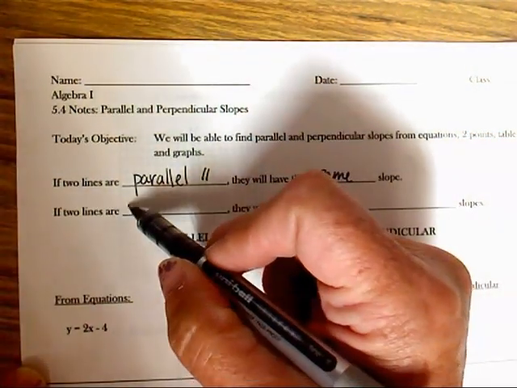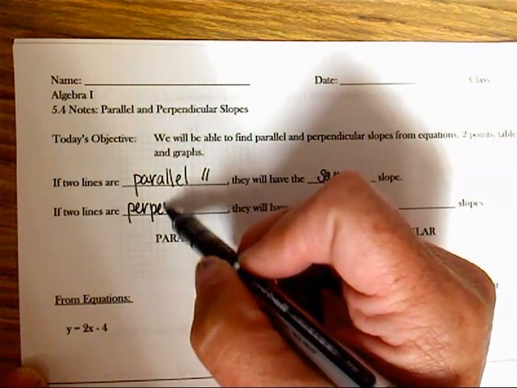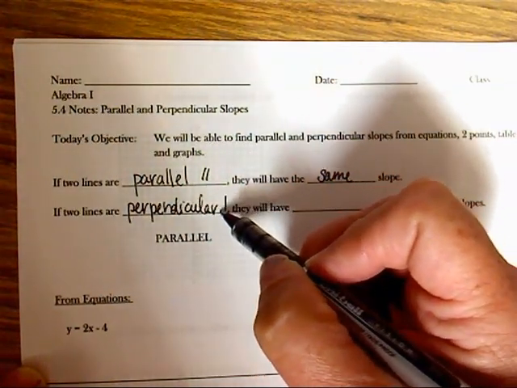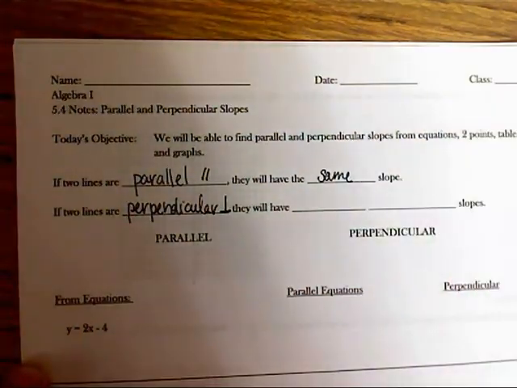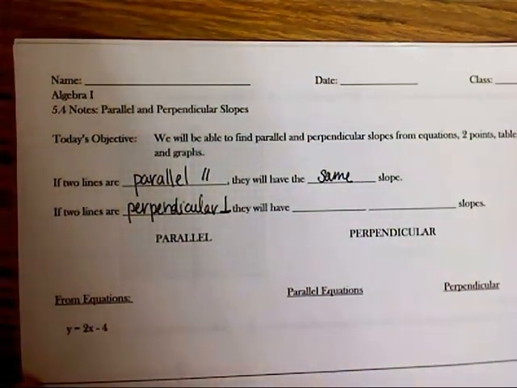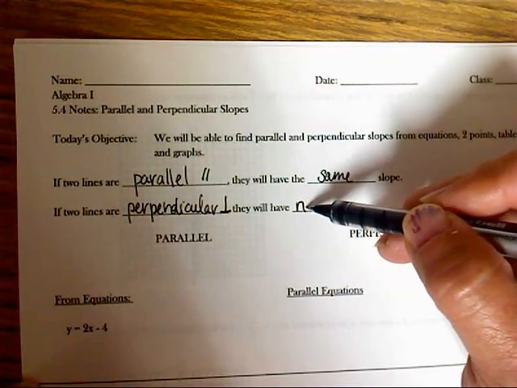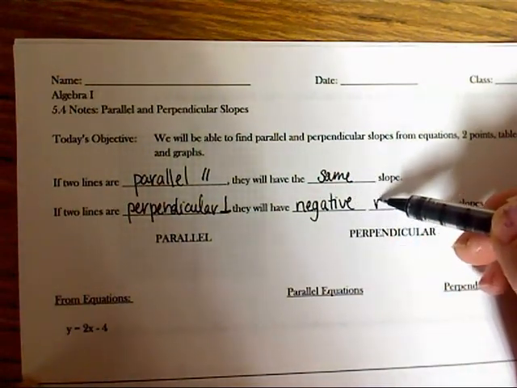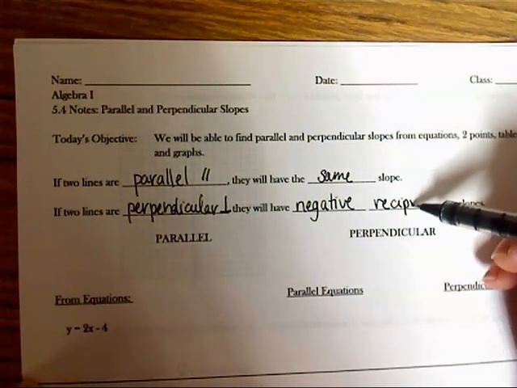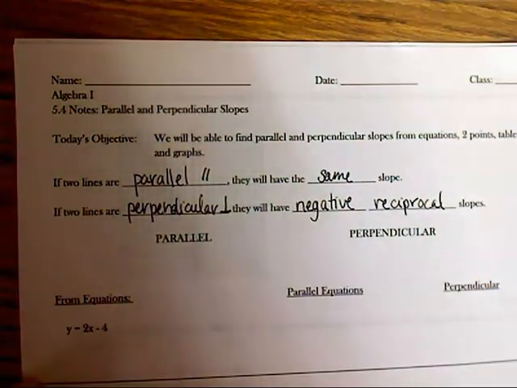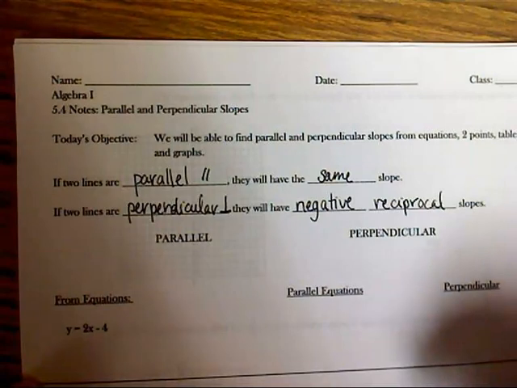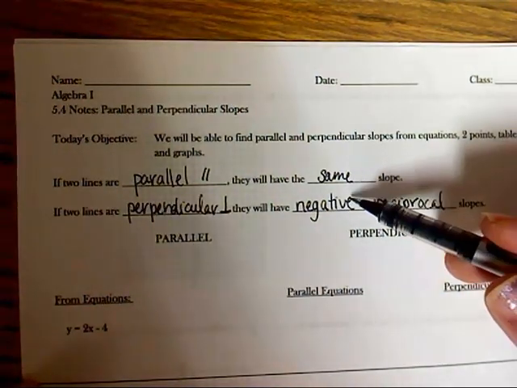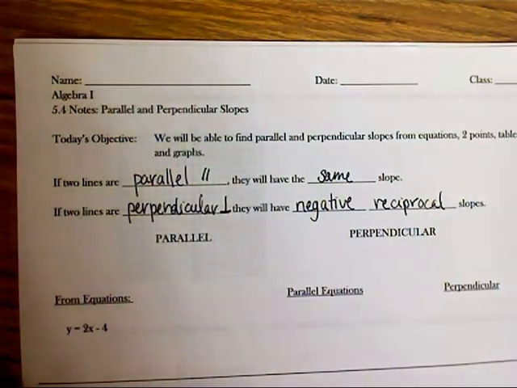If two lines are perpendicular, and again, there's a symbol for that. It looks like an upside down capital T. Then they have these weird words, not negative, but negative reciprocal slopes. That just means that the fraction is flipped over. That's what reciprocal means, and it has the opposite sign because it's negative.